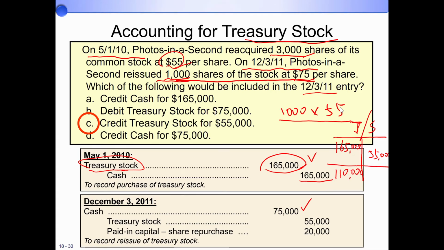So now you have $110,000 as the balance. So we sold this one. When you purchase, you debit, right? So now that you sold, you credit.